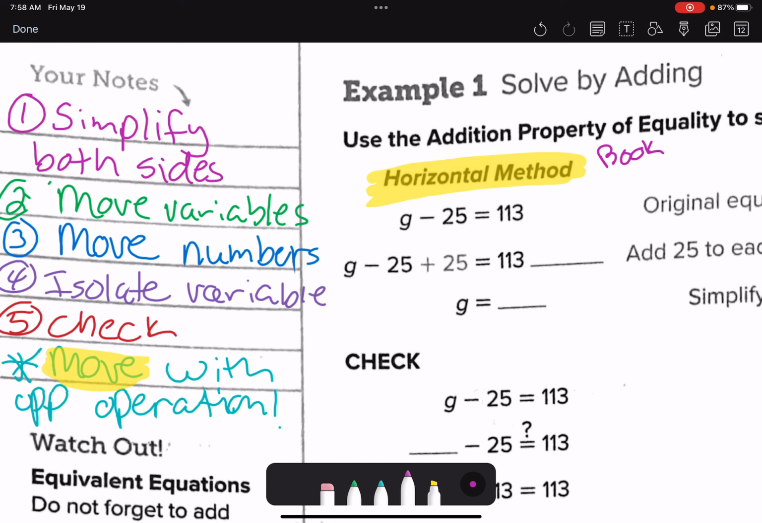Let's go through the checklist. Okay, 1, simplify both sides. On the left side, g minus 25, there are no like terms. Let's go to the right side, 113.